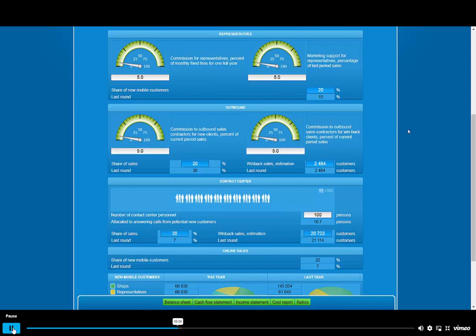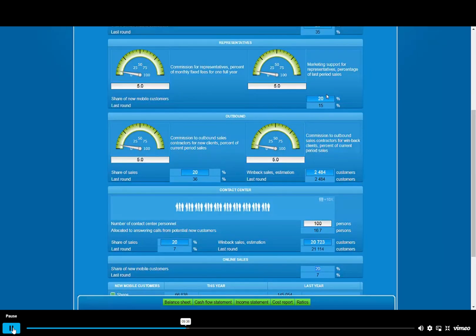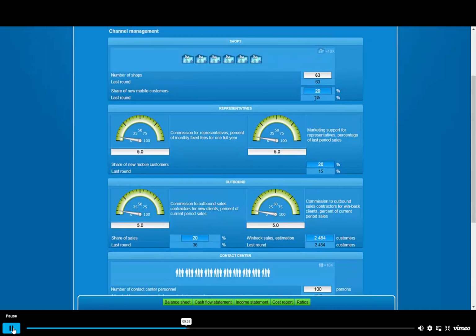And then we have our own contact center, which is used primarily to take care of the inbound customers, but depending on the staffing, we can also use that for win-back sales. And then the last channel that we have here is the online sales channel, which then evens out the percentages. So at the moment our estimation is that we get evenly 20% through each of the different channels. But here we can see the previous round figures.